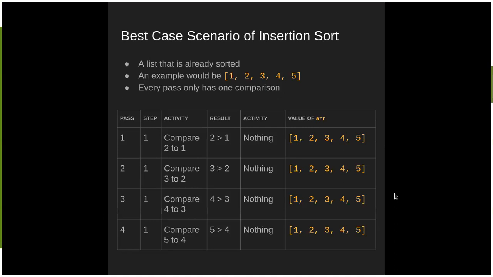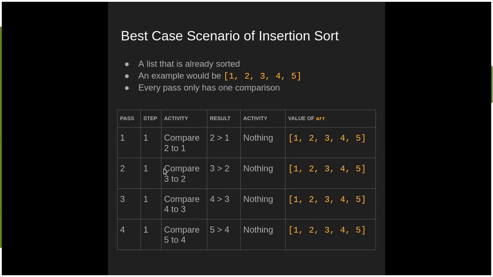So here is an example of a best case scenario of insertion sort. The best case scenario will be created when you pass a list that is already sorted from least to greatest into insertion sort. So an example would be just the list 1, 2, 3, 4, 5. So as you can see in the table, in the first pass, there's just one comparison, comparing the number 2 to the number 1. And since the number 2 is bigger than the number 1, nothing happens.